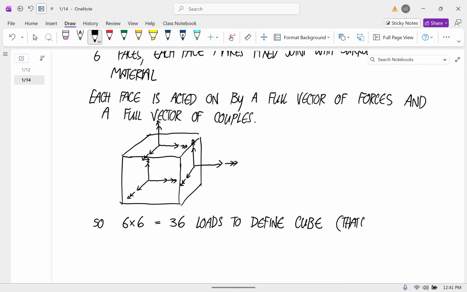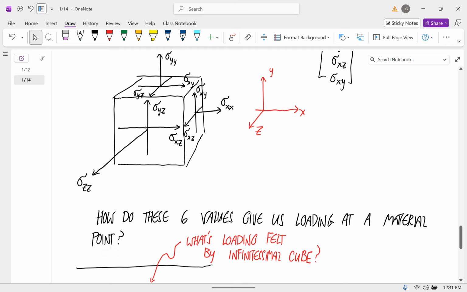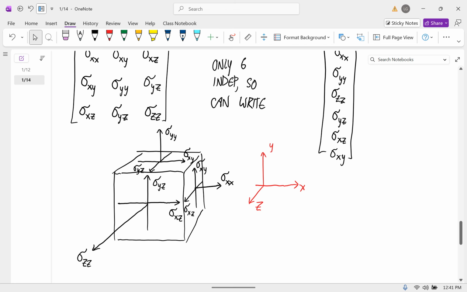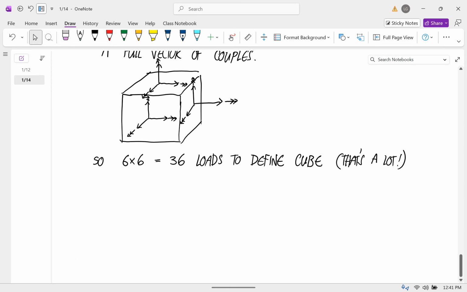And now, one by one, we're going to start thinking about things that limit the number of loads that we need in order to understand what's going on with this infinitesimal cube. What's the number of loads that we're going to eventually end up at? What we saw here is that in the end, we're only going to need 6 of these loads. And I'm going to explain how we're going to reduce from our starting number of 36 down to our final number of 6.